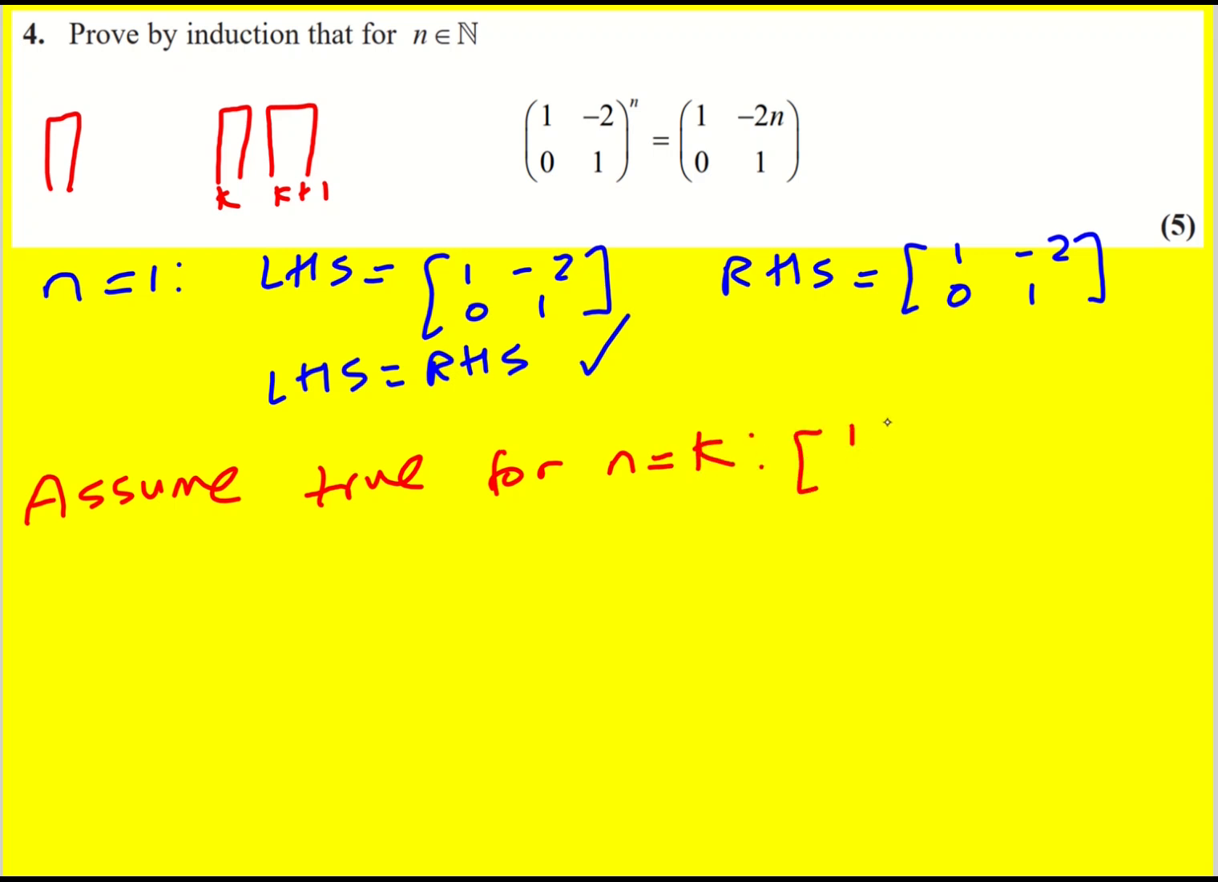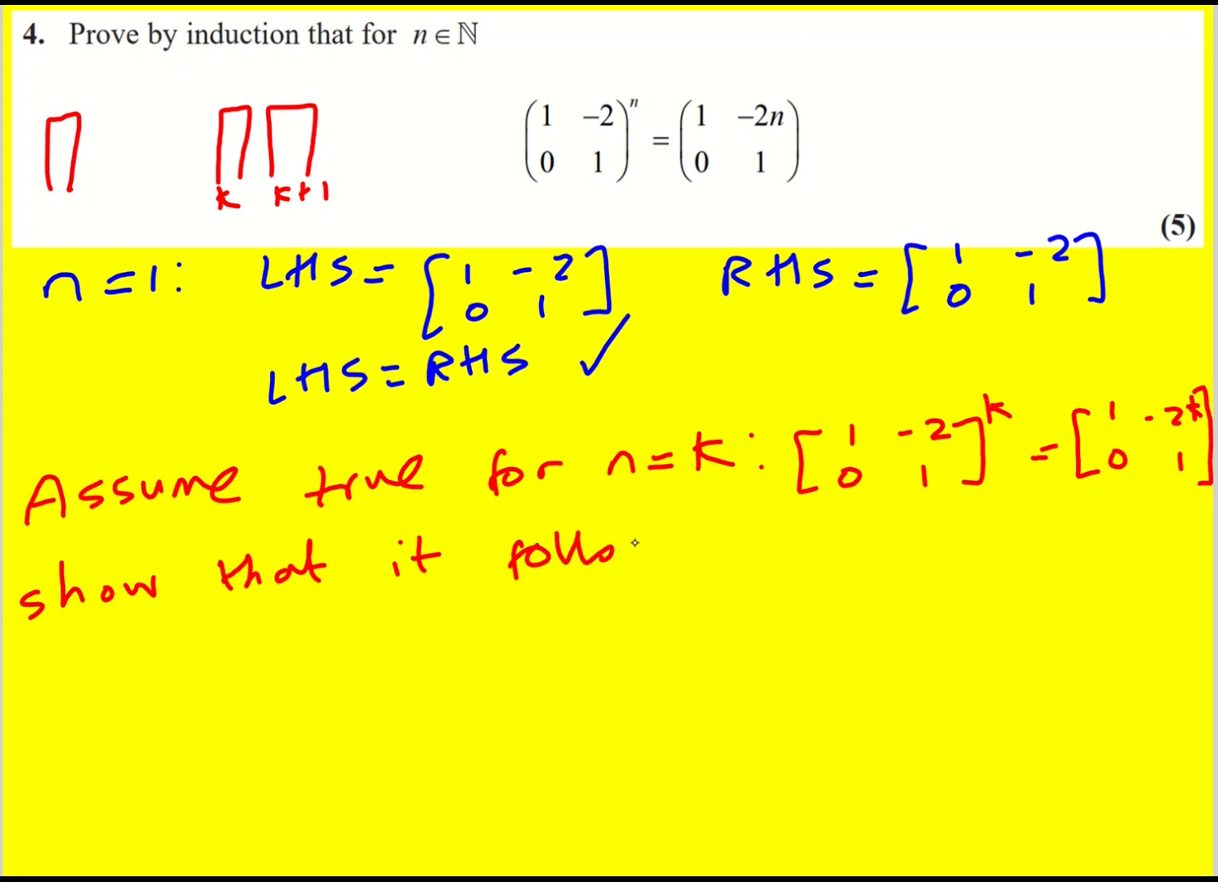Therefore, we can write down via this assumption that (1, -2, 0, 1) to the k is equal to (1, -2k, 0, 1). And we want to show that it follows that it's true for n equals k plus 1.